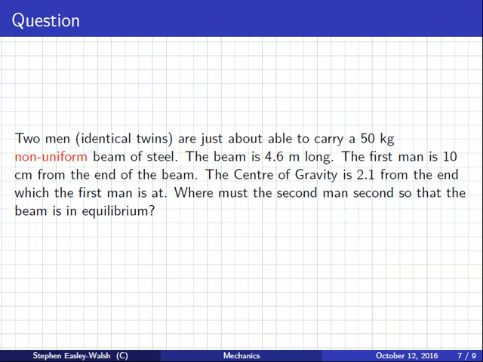Two men, identical twins, are just about able to carry 50 kilograms of a non-uniform beam of steel. The beam is 4.6 long. The first man is 10 from the end of the beam. The center of gravity is 2.1.